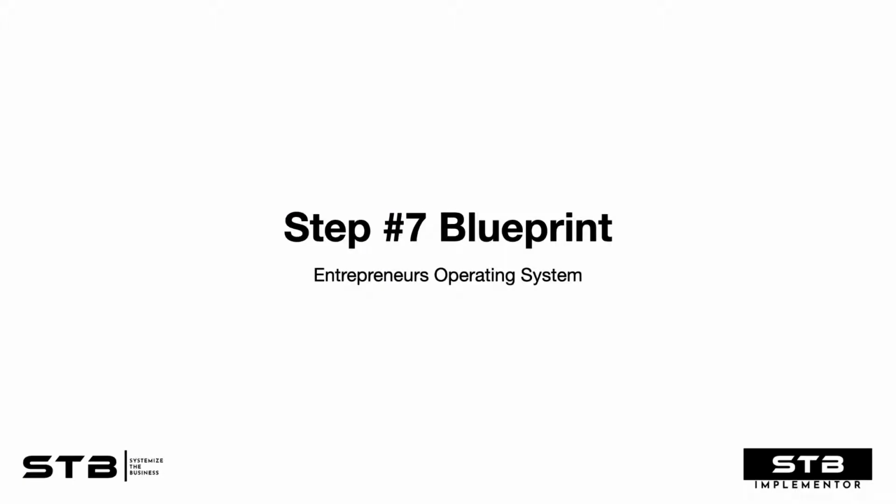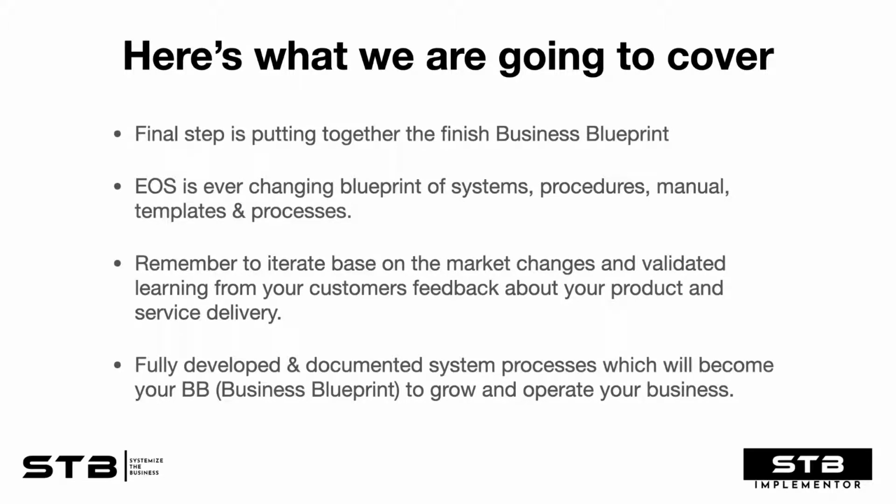Step 7, Blueprint: Entrepreneur's Operating System. Here's what we are going to cover. The final step is putting together the finished business blueprint. Your EOS is an ever-changing blueprint of systems, procedures, manuals, templates, and processes. Remember to iterate based on the market changes and validated learning, which is really important, from your customer and client feedback about your product and your service delivery.